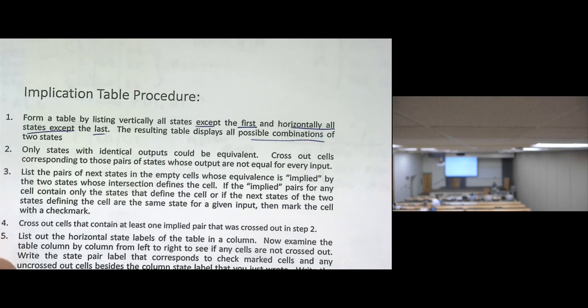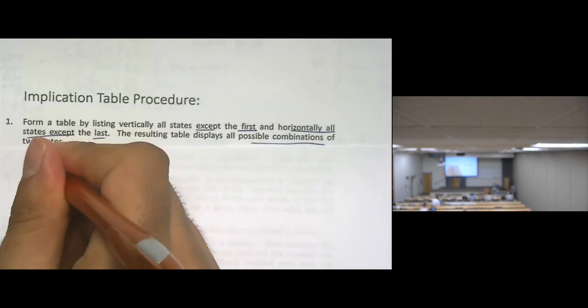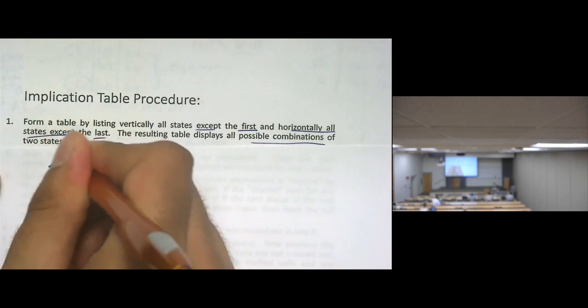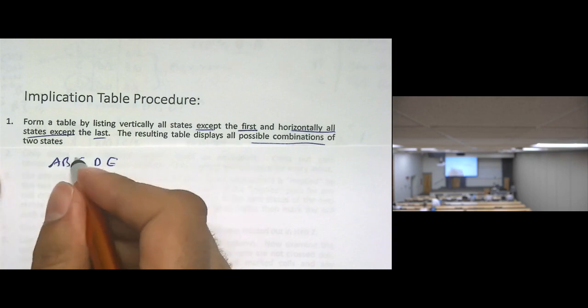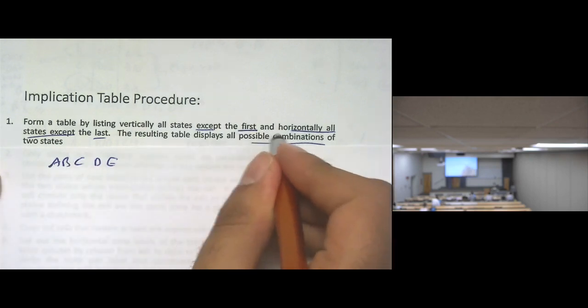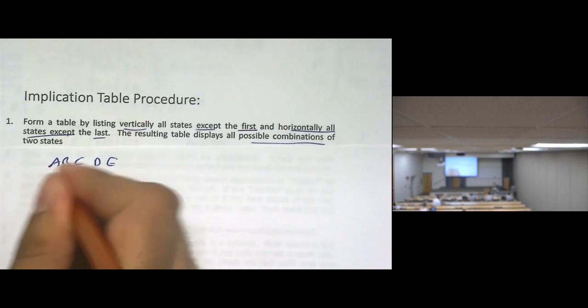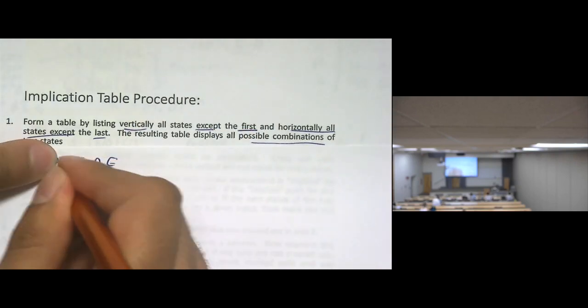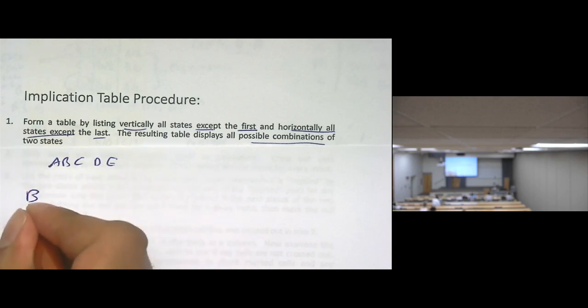How can we do the first step? Let me assume that we have states A, B, C, D, E. How can I apply step number 1? Replace all states except the first one vertically. So let's remove the first one. Let's make B, C, D, E. I'm going to write here B, here C, D, E.